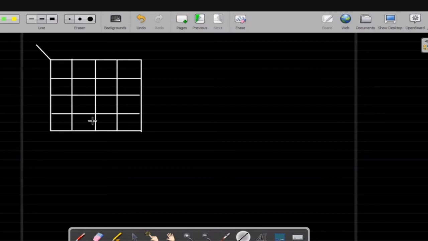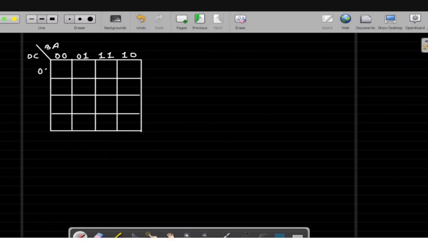Because we are trying to solve for the general case, we are considering 2 variables here. This will be DC and this is BA. These are all inputs, and you can write it like this: 0 0, 0 1, 1 1, and 1 0.